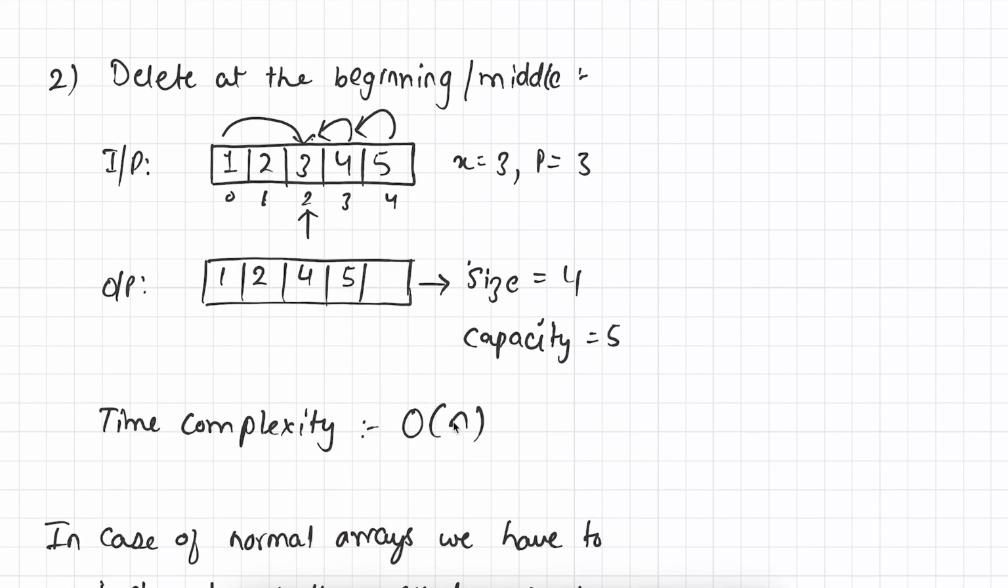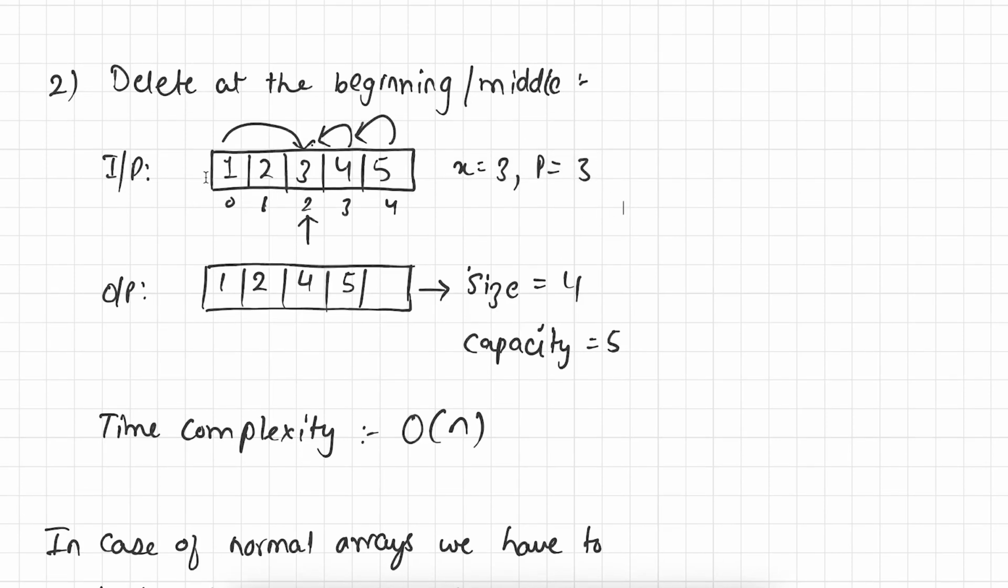Now what happens when we want to delete at the beginning or middle of the array? Let's say we have an array like this and we want to delete element 6 at position 3. So in this case, what happens? We first have to traverse the array from the beginning to the position where this element exists, and then we have to traverse the array from the end till this element to shift all the elements towards left. So after shifting, the 3 gets deleted and the array looks like this.